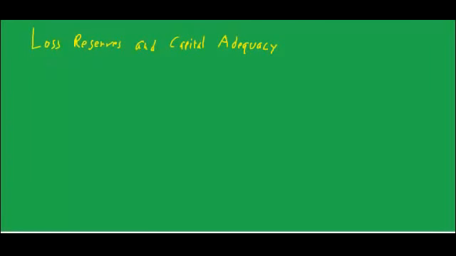All right, the next topic is loss reserves and capital adequacy. We've been talking about how we can use a mortgage pricing model where we simulate house prices and then look at other risk factors and estimate the expected default costs for a single mortgage when we're about to buy the mortgage or insure the mortgage.